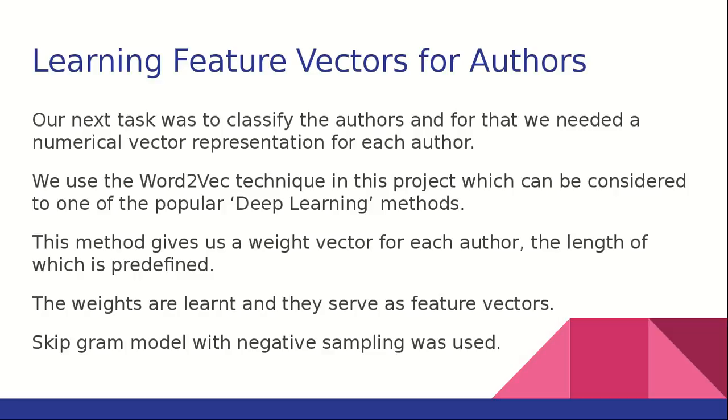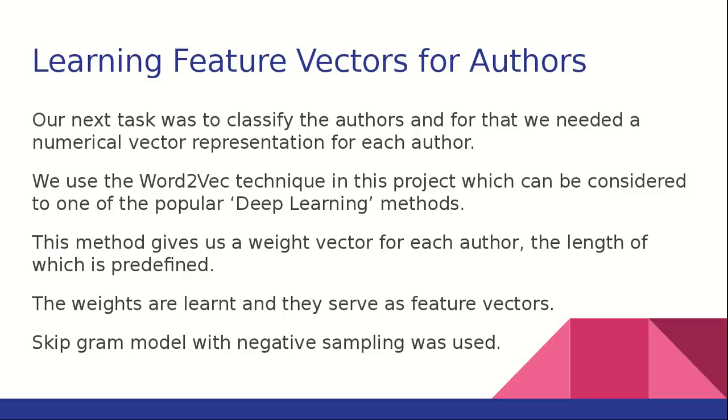Our next task was to classify the authors, and for that we needed a numerical vector representation for each author. So here we have used word2vec. Since the word in our case is author names, we call it author2vec. And that was mentioned in the research paper which was cited earlier by us. This method gives us a weight vector for each author. I'll be explaining in the later slides how this works.